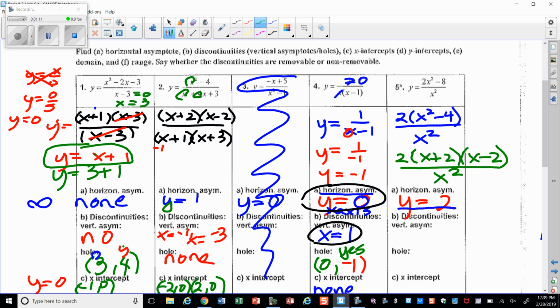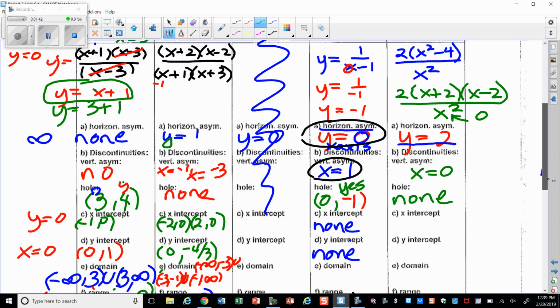So I can see my vertical asymptote there is going to be where x equals 0, because that is what makes my denominator 0. The vertical asymptote is if you're dividing by 0. And as far as a hole, there is none, because I don't have the same factor in my numerator and denominator. They're all totally different. So there are no holes.